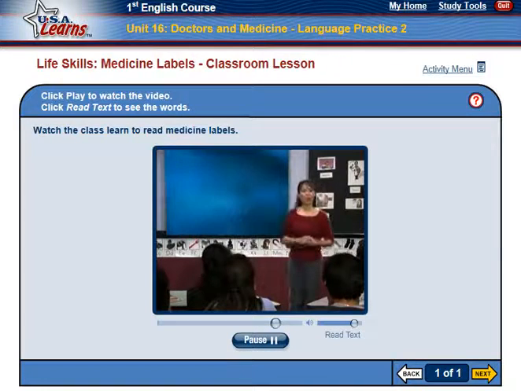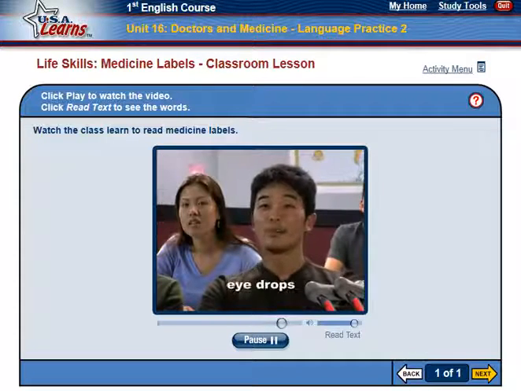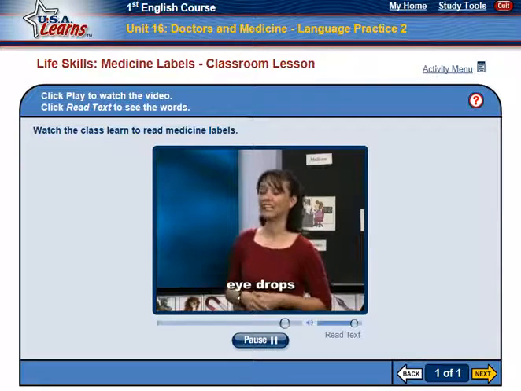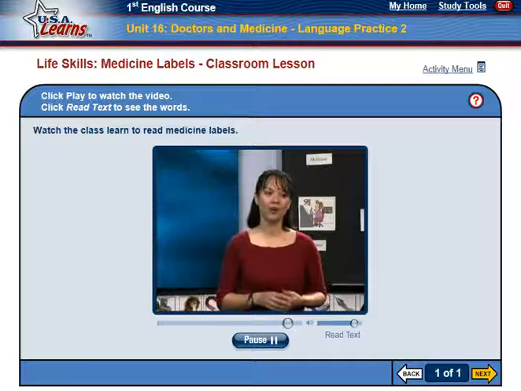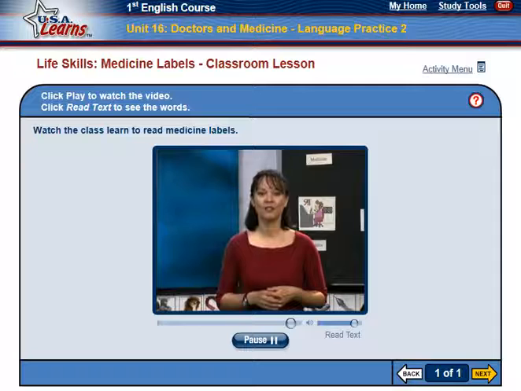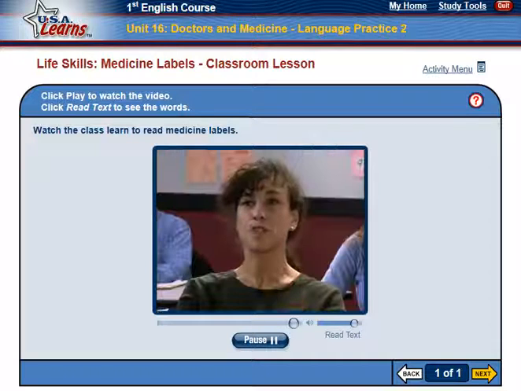What medicine is Samantha taking? Eye drops. That's right. Is she applying 1 or 2 drops to each eye? 2 drops. That's correct.